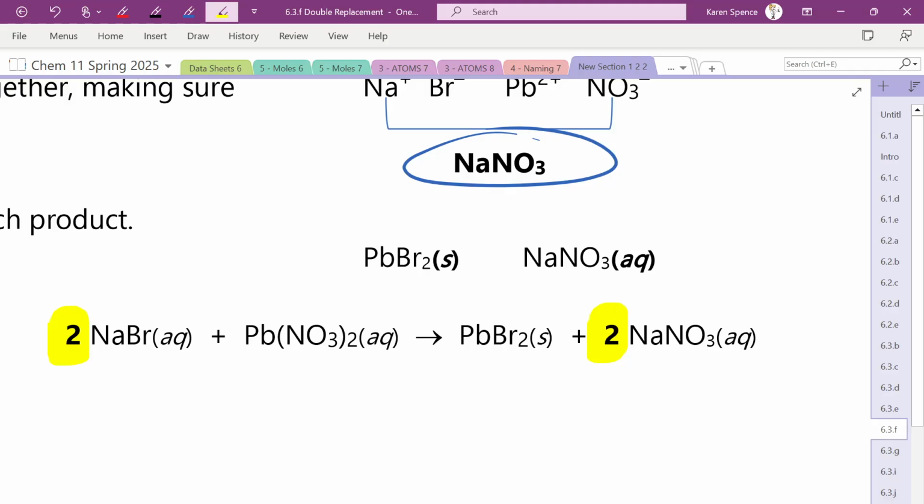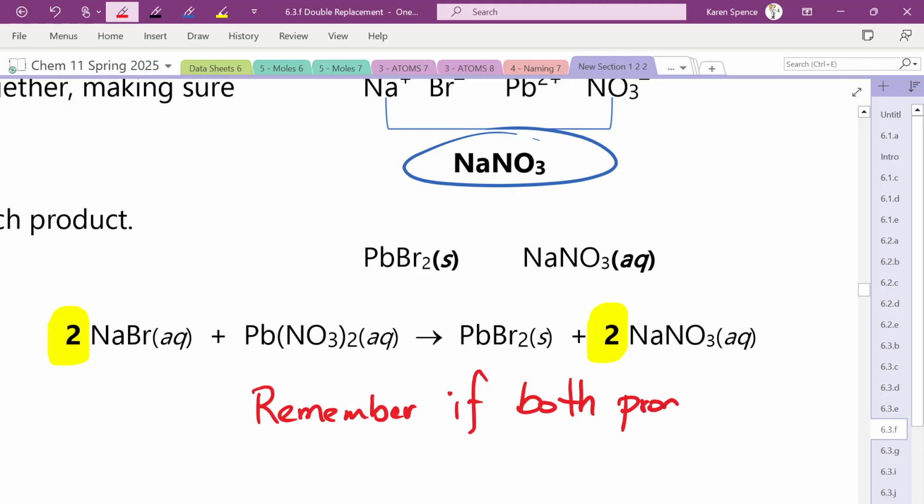And don't forget, if they're both aqueous, what do you do? No reaction. Okay? Remember, if both products are aqueous, no reaction.